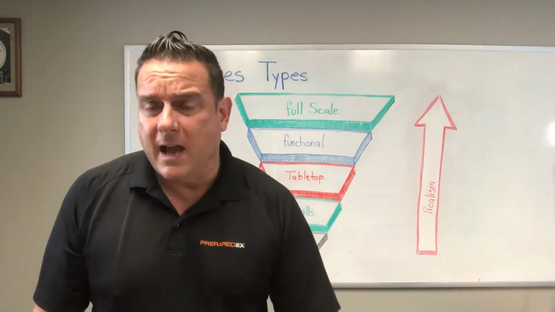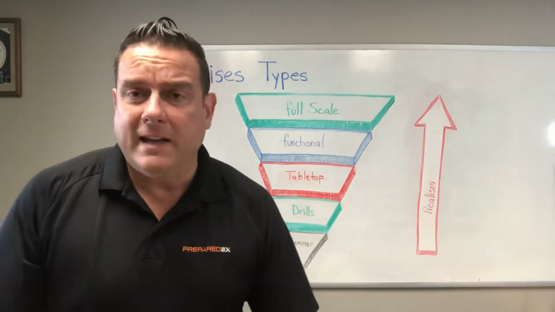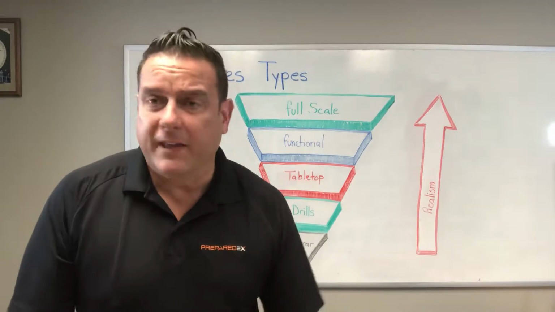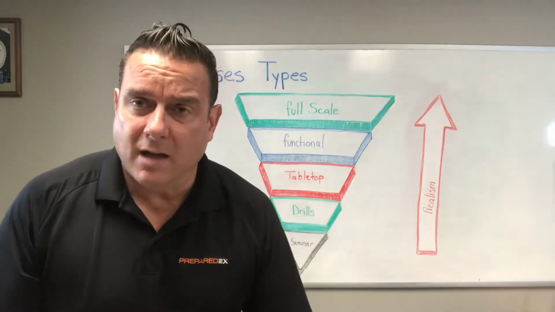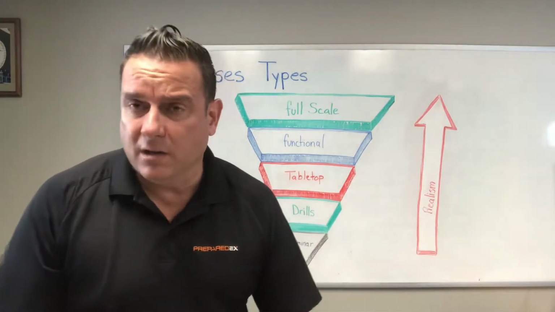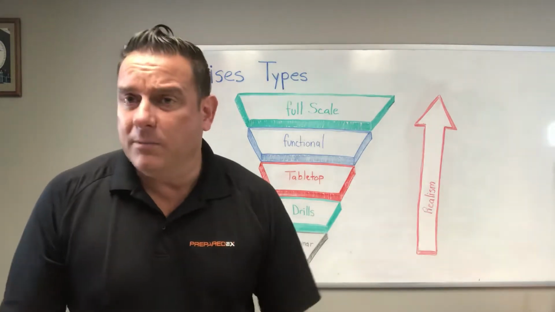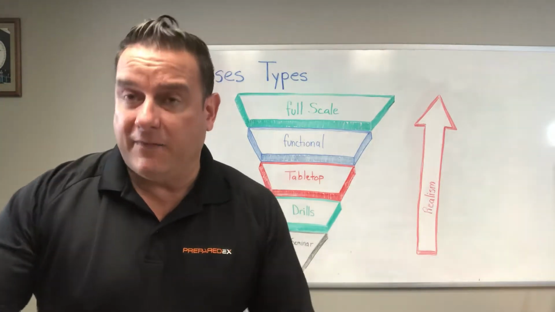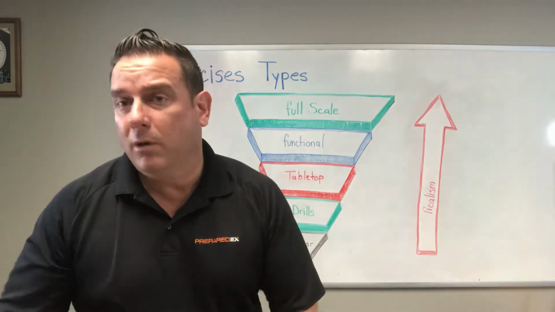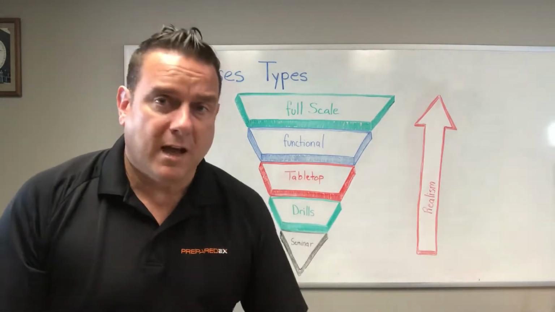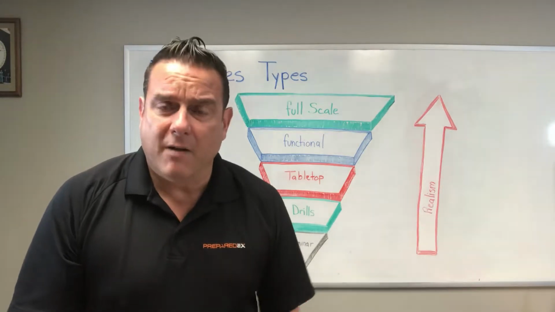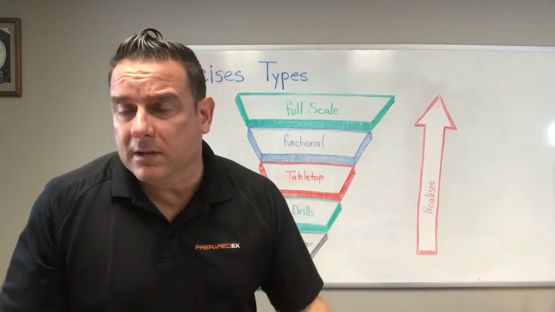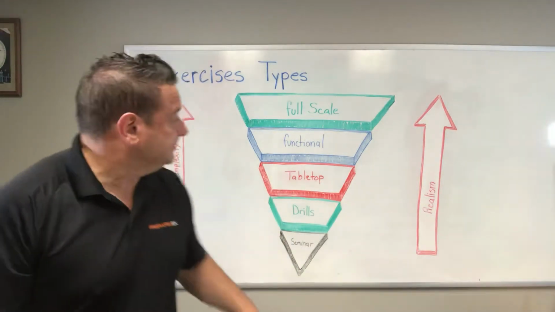But tabletop exercise, fairly easy to organize, get it on the calendar, and then start to create a set of objectives and your scenario. And then you sit around the table and have that discussion with your team, work through the problems, document any findings that you have, create a report, improve your plans and your processes. Fairly common, most common type of exercise is the tabletop exercise.